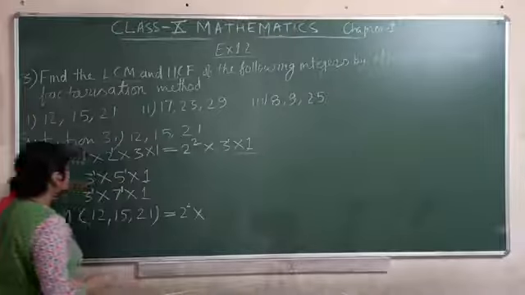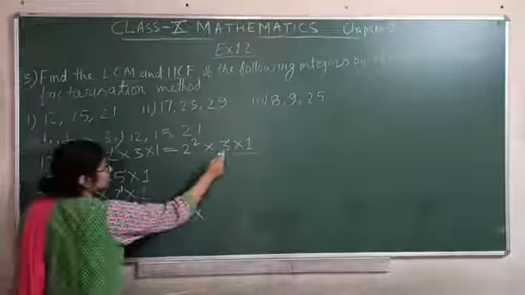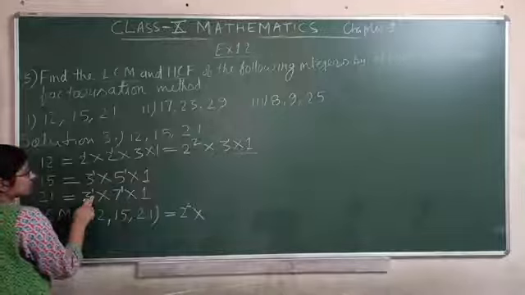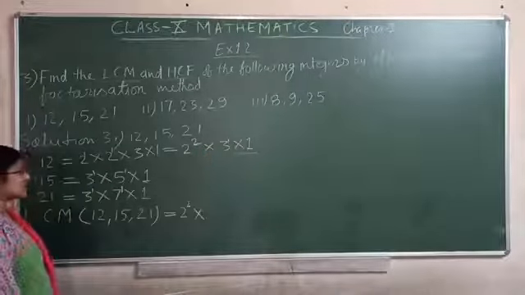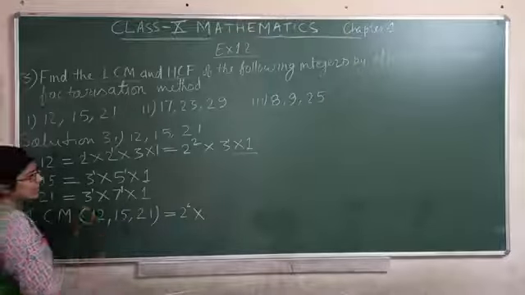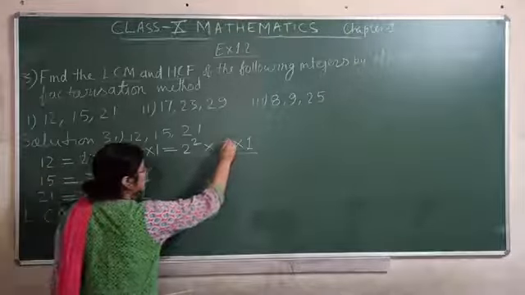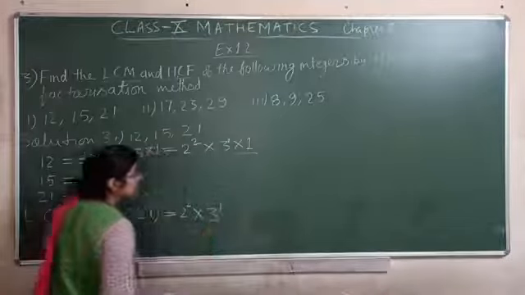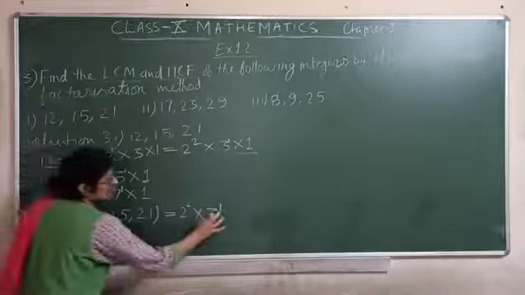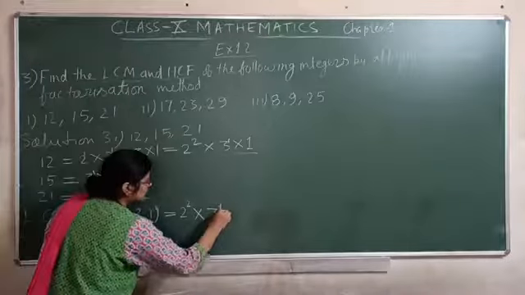Then 3. Here power 1, here also power 1, here also power 1. 3 to the power 1, or only 3, you can say it is common. So we will write it only one time. There is only one power of 3, so that will be the largest. Largest power of 3.